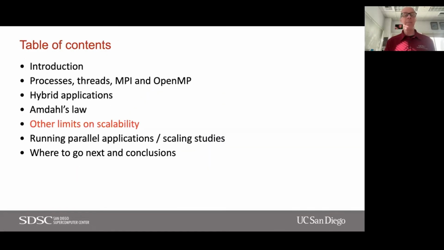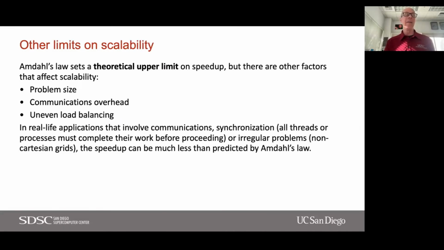So in addition to Amdahl's law, there are other limits on scalability. So as I mentioned, Amdahl's law, you know what, I'm going to pause here.